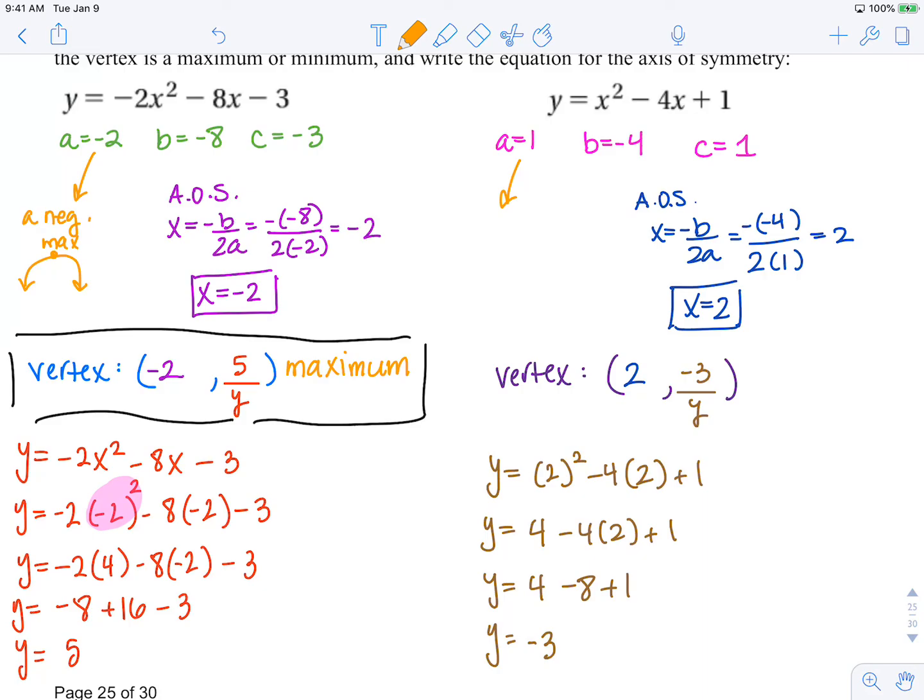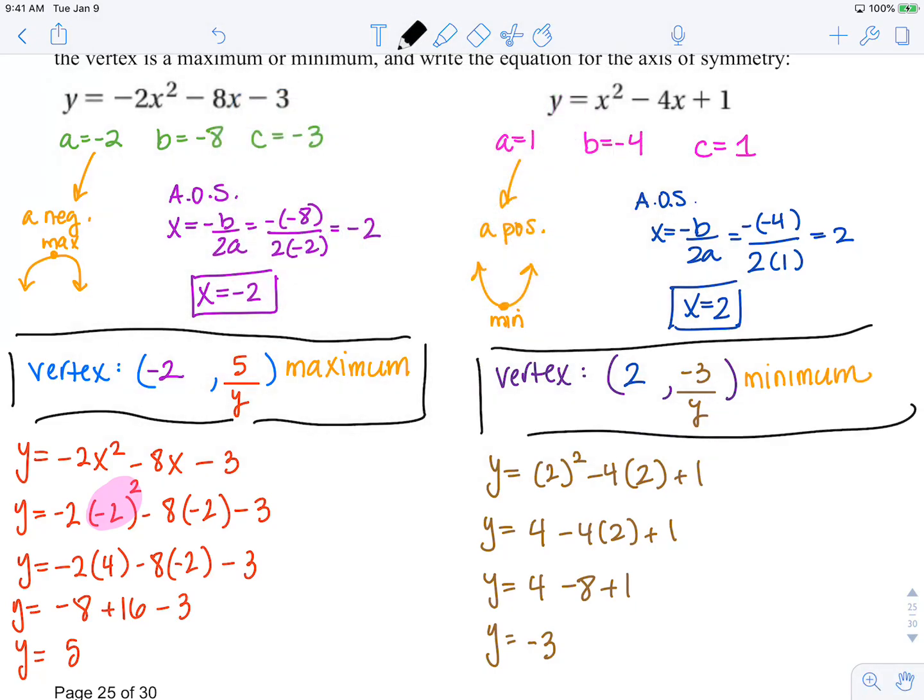Here, A is positive, which means that it's a happy parabola, which means that the vertex is going to be a minimum. So we use A, B, and C to help calculate important characteristics of our quadratic functions.